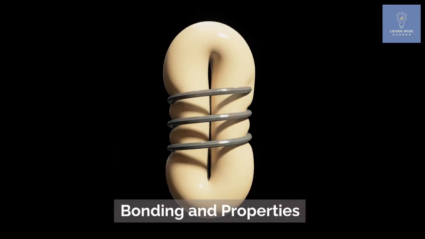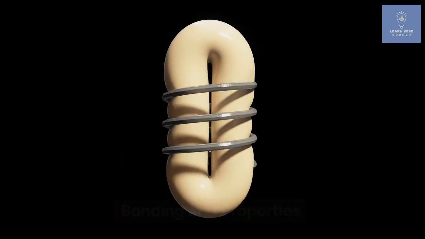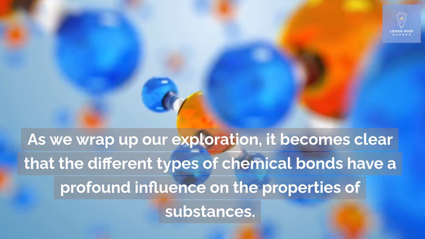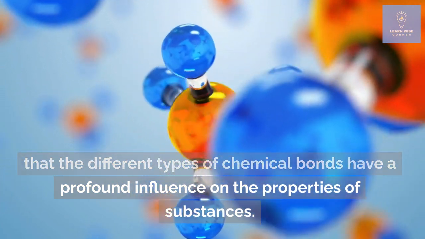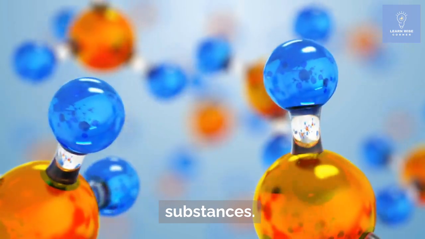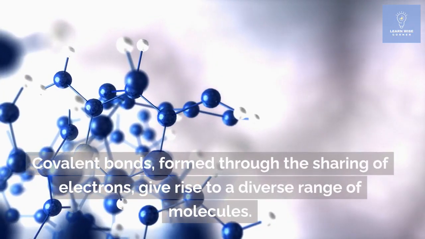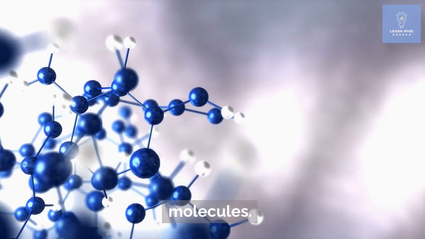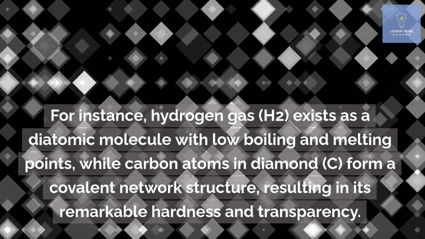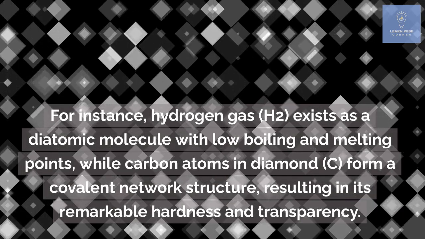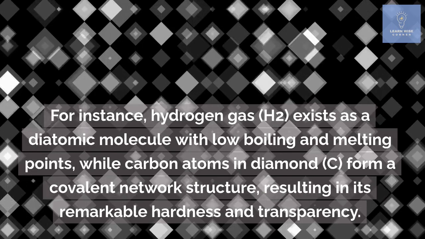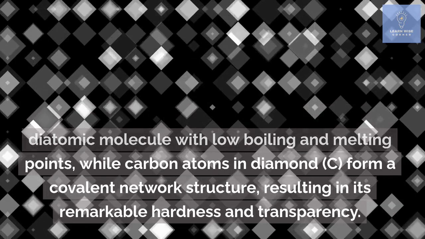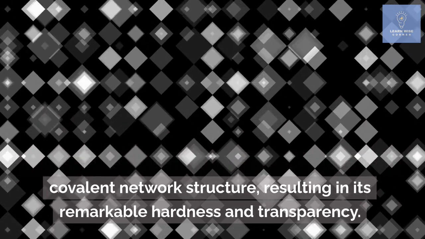Bonding and properties. As we wrap up our exploration, it becomes clear that the different types of chemical bonds have a profound influence on the properties of substances. Covalent bonds, formed through the sharing of electrons, give rise to a diverse range of molecules. For instance, hydrogen gas, H2, exists as a diatomic molecule with low boiling and melting points, while carbon atoms in diamond, C, form a covalent network structure, resulting in its remarkable hardness and transparency.